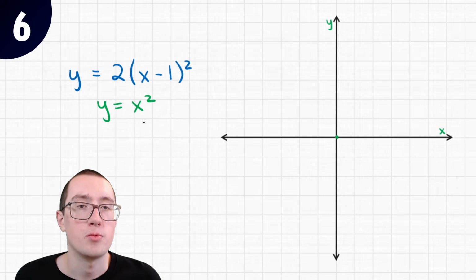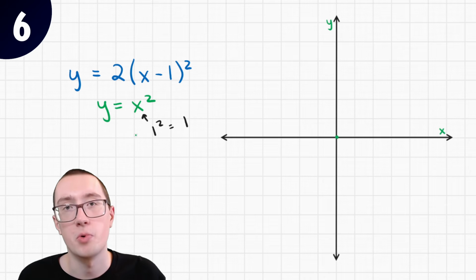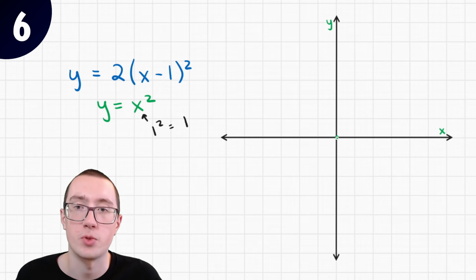But now what about if we put in 1 for x? Well, if we put in 1 for x, for y, we're going to get 1 squared. 1 times 1 is 1. So when we put in 1 for x, we get out 1 for y. So to represent that, I'm going to move 1 square to the right because x is 1. And then because y is 1, I'm going to move 1 square upward. And I'm going to put a point right here.